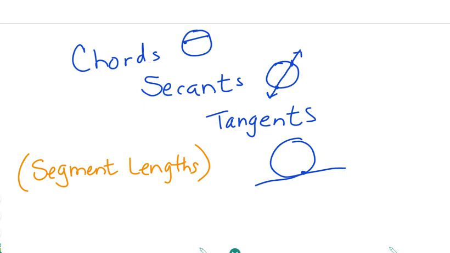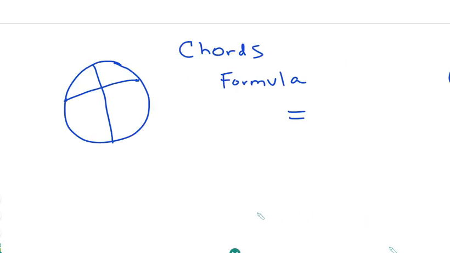All right, we're going to learn the formulas that we're going to use in order to find the lengths of chords, secants, and tangents. We're going to start with the chord formula. So remember that a chord is a line whose two endpoints lie on the circle.